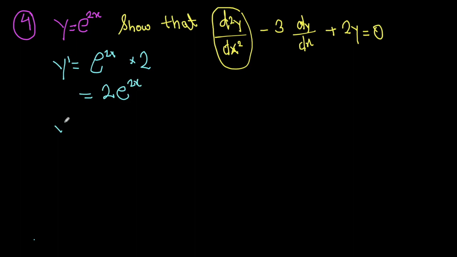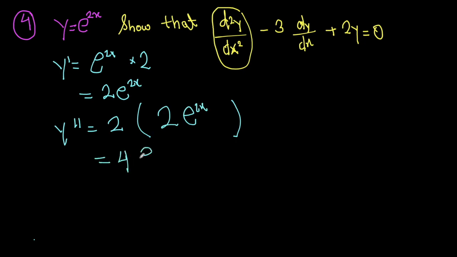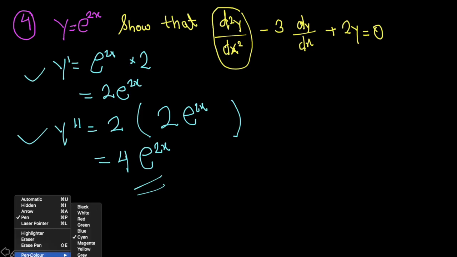Now for the second differentiation, we will leave 2 and differentiate e to the power 2x. Again it is e to the power 2x, so I know that its differentiation will be e to the power 2x again. So if you club them, it will become 4e to the power 2x. So we have found the first differentiation and second differentiation.